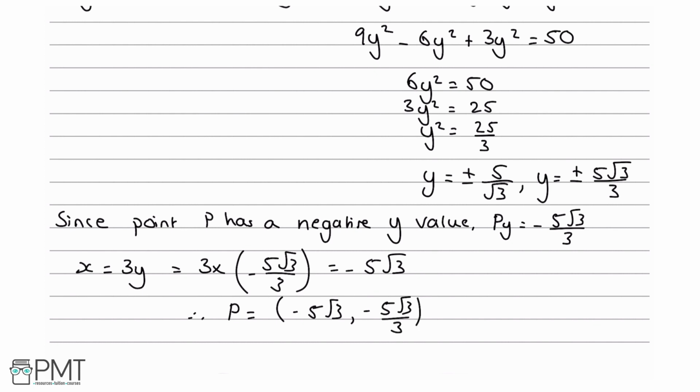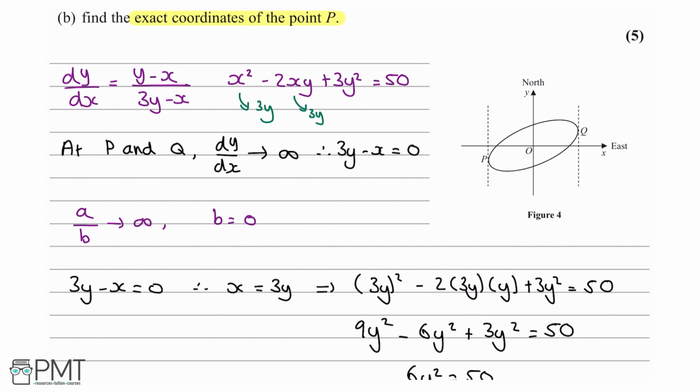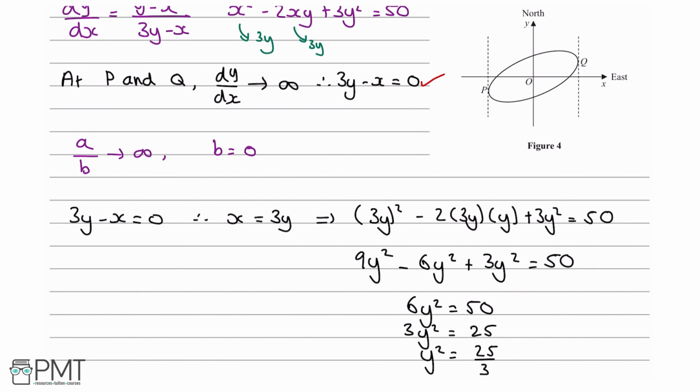So this question is worth 5 marks. Your first mark comes from understanding that at P and Q dy by dx approaches infinity, and therefore 3y minus x equals 0. Your second mark comes from solving either y equals 1 over 3x and x squared minus 2xy plus 3y squared equals 50 simultaneously, or doing x equals 3y and x squared minus 2xy plus 3y squared equals 50 simultaneously. So that's what we have done, and so that gets us our second mark.